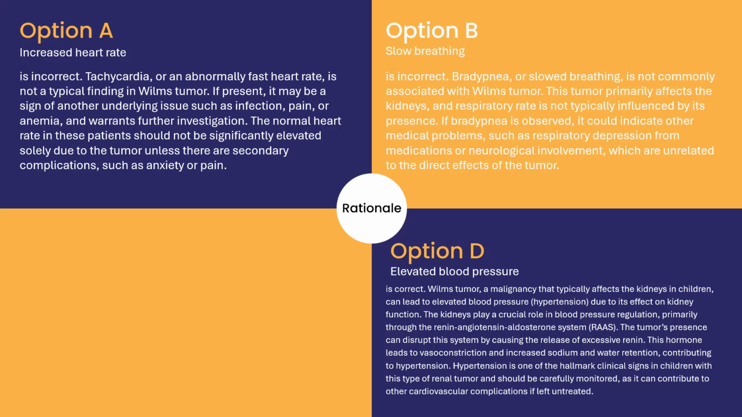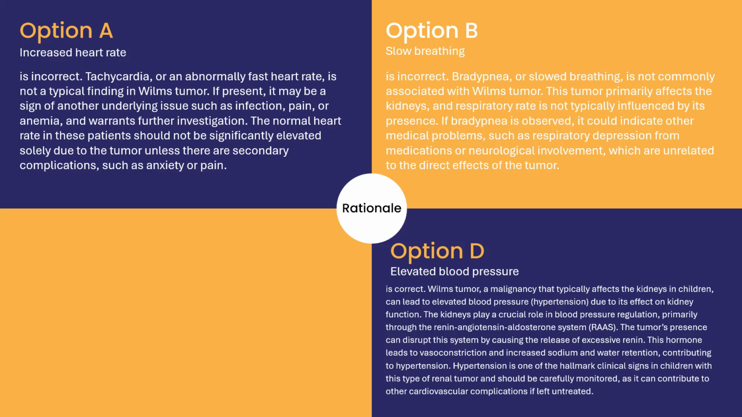B is incorrect. Bradypnea, or slowed breathing, is not commonly associated with Wilms tumor. This tumor primarily affects the kidneys, and respiratory rate is not typically influenced by its presence. If bradypnea is observed, it could indicate other medical problems, such as respiratory depression from medications or neurological involvement, which are unrelated to the direct effects of the tumor.